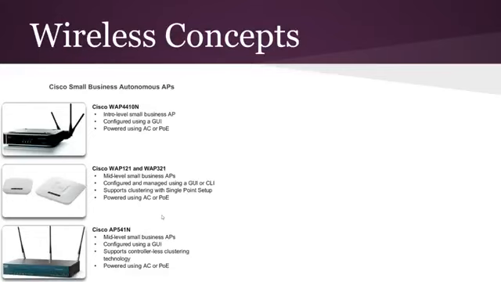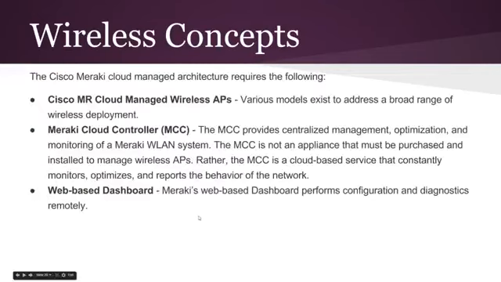These are some examples of small business autonomous access points, of course all made by Cisco. And it's also important to mention the Cisco Meraki, which is a cloud managed architecture that requires the following: the Cisco MR Cloud Managed Wireless Access Points, the Meraki Cloud Controller, and the web-based dashboard, which allows you to remotely perform configuration diagnostics on all the access points you have in a certain area.